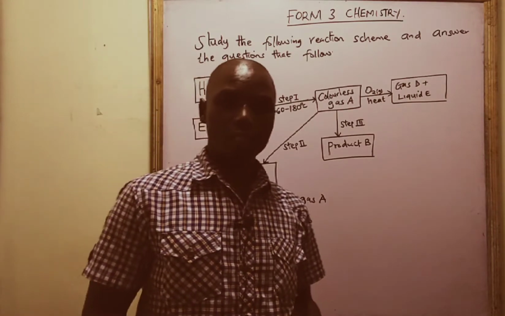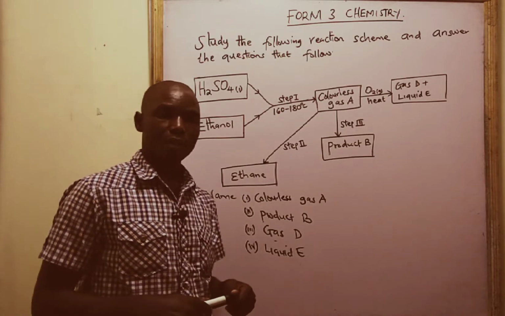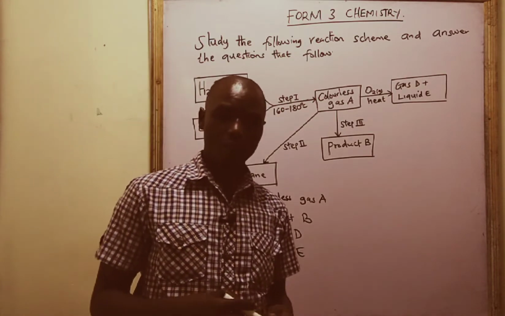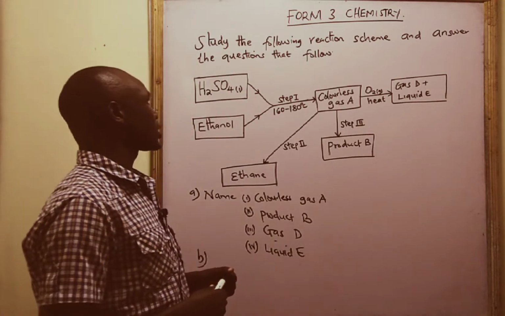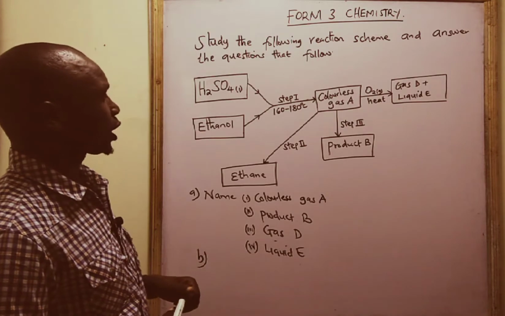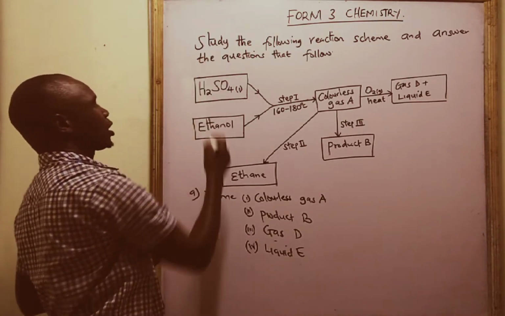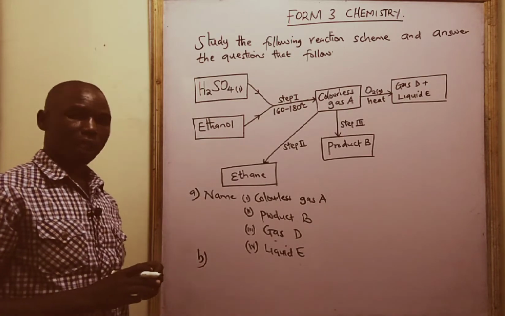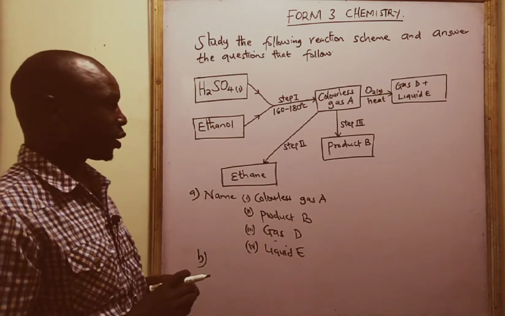Welcome to today's lesson. Today we are going to go through Form 3 Chemistry under a topic Organic Chemistry. And the flowchart we have reads, study the following reaction scheme and answer the questions that follow. When analyzing the flowchart, you need to look at the direction of the arrows.